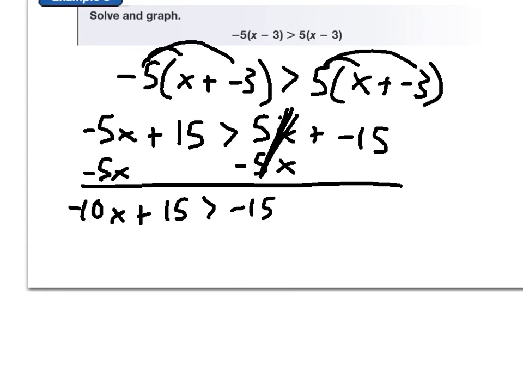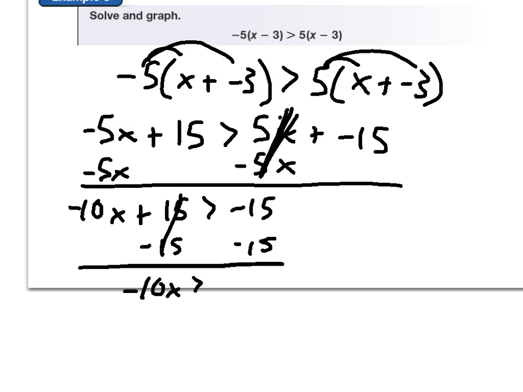Now I need to get the x term all by itself, so I'm going to do a negative 15 on both sides. And I got negative 10x is greater than, negative 15 plus negative 15 is negative 30. And then I'm going to divide by negative 10 on both sides.